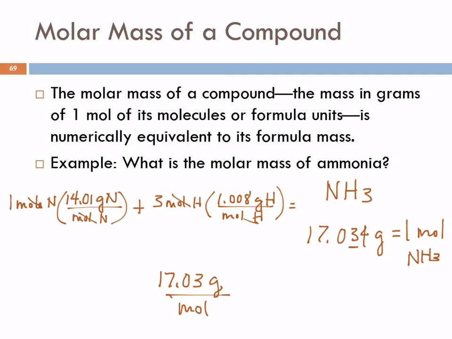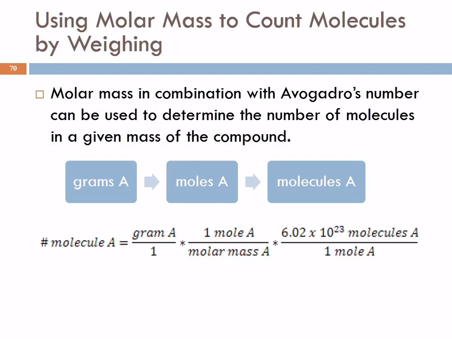Calculating molar masses is something that chemists do a lot. We can use the molar mass with Avogadro's number to count molecules by weighing them. The general idea here is that you take the grams of A, you convert to moles of A, and that is using the molar mass, and then you convert to molecules of A, and that's where Avogadro's number comes in.